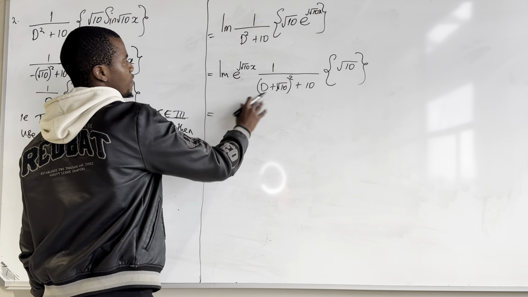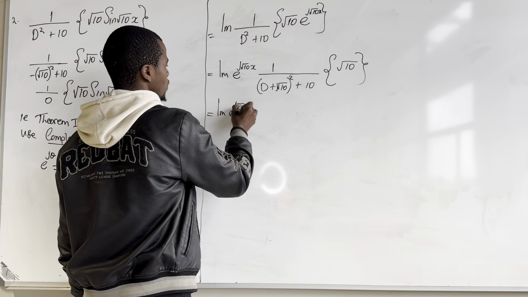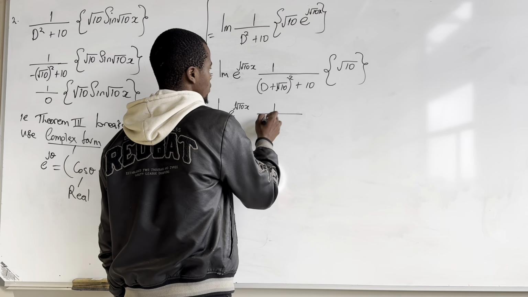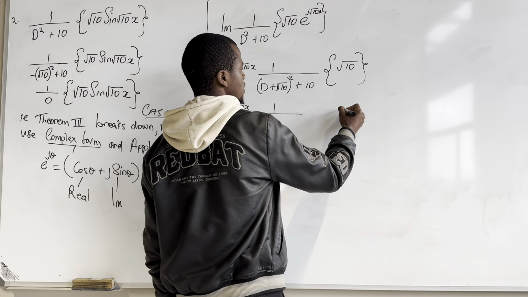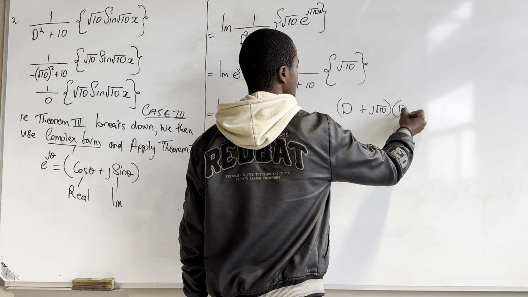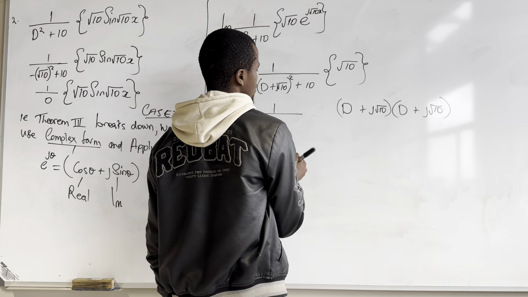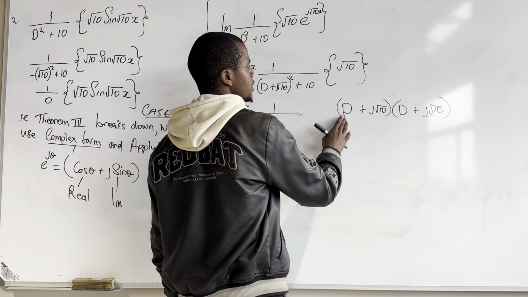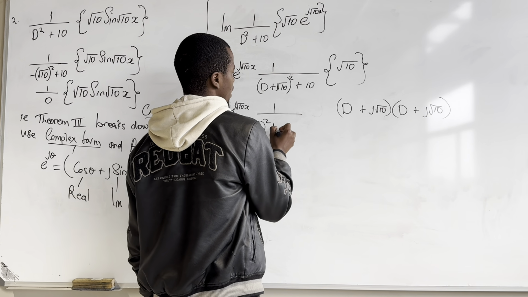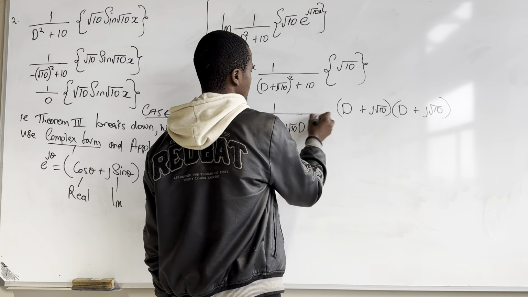Okay, so we simplify this part. We have the imaginary part of e to the power of j root 10x, and then it will be 1 over... We then expand here, so we have (d + j root 10)(d + j root 10). So it's d times d, which is d squared, and then d times j root 10, as well as d times j root 10. Adding them together, we will have something like 2j root 10 d.